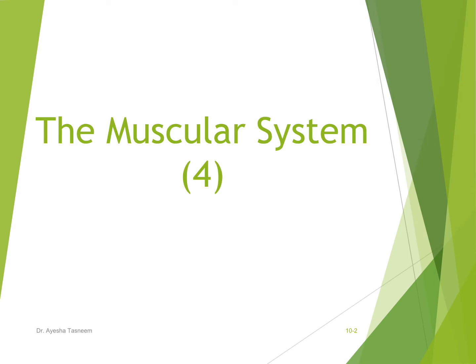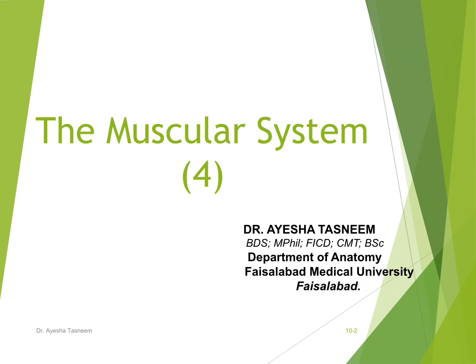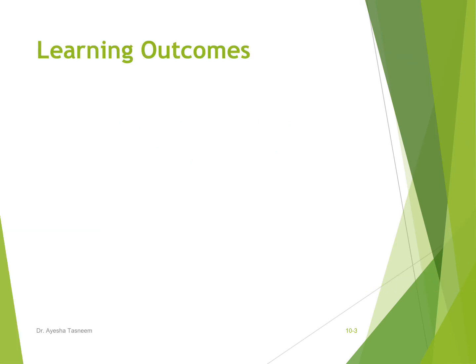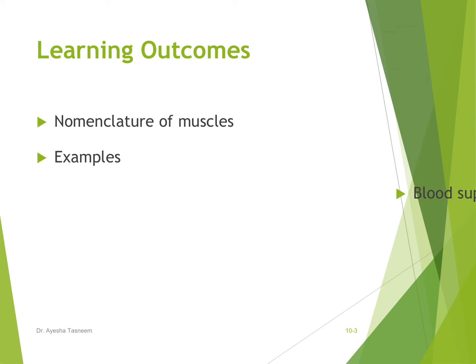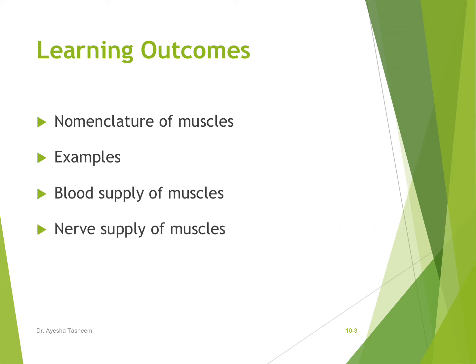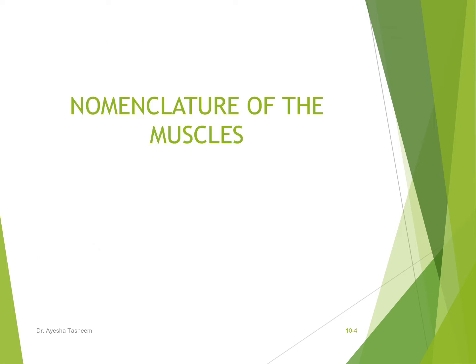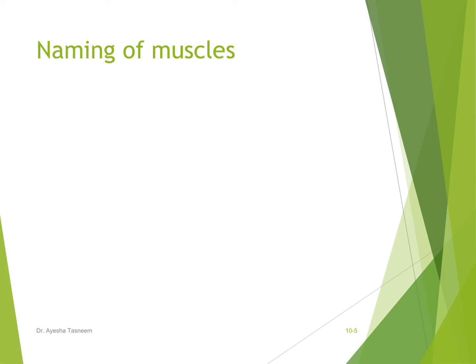We will continue our muscular system. This is the last lecture of the muscular system in which we will discuss nomenclature of the muscles, with examples. We will discuss the blood supply of the muscles, their nerve supply, and some of the most common clinical aspects. Firstly, we come to the nomenclature of the muscles. Nomenclature is basically the naming of the muscle.